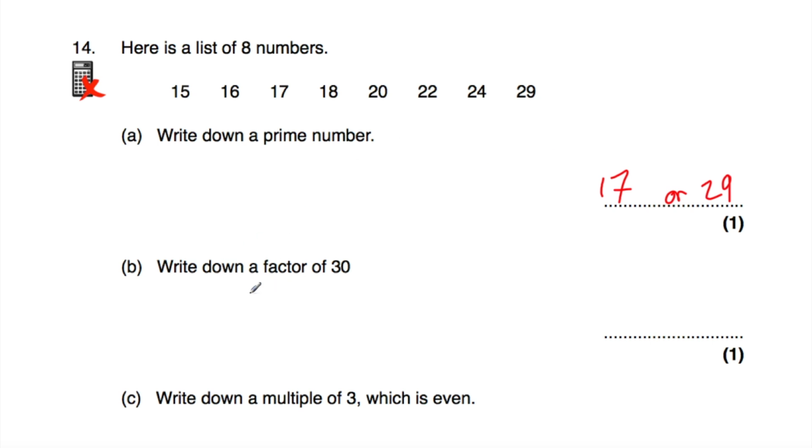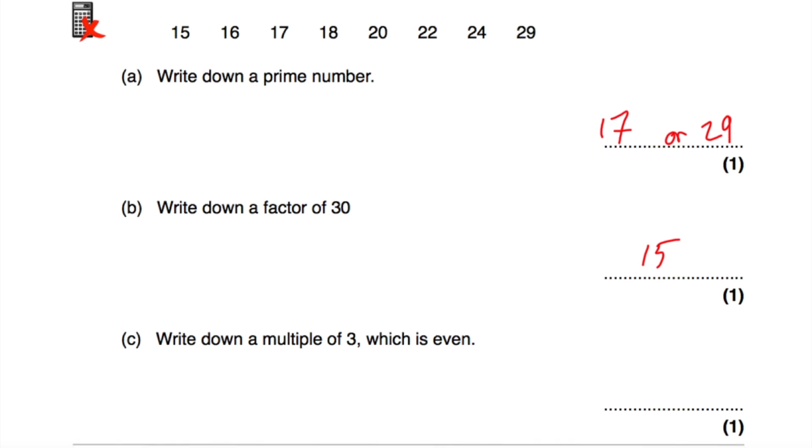Okay, part B. Part B says a factor of 30. Okay, so let's consider the factors of 30. That'll be 1 and 30, 2 and 15. Oh, there's 15. 15 is a factor of 30. So that's it. And actually looking at this list, that's the only factor of 30 in that list, because the factors of 30 would go 1, 2, 3, 5, 6, 10, and then you've got 15 and 30. So 15 and 30 are the two largest factors of 30, and 30 is not on the list, so 15 is the only factor of 30 there.